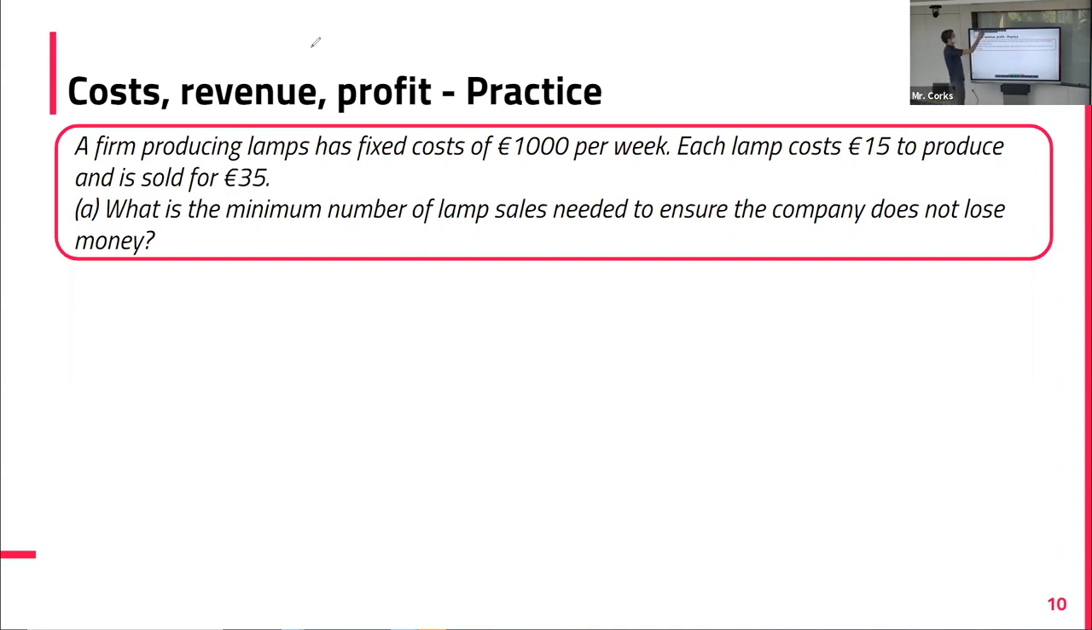Okay, so first let's make sure we understand the question here. What is the minimum number of sales needed to ensure the company does not lose money? What is that asking us for? Okay, so that's exactly what the break-even point is. So the point where you are no longer losing money. If we're over that point, sure, that's fine. But it's asking what's the minimum number to not lose money. That's the same thing as having exactly zero profit. That's the break-even point. Okay, so how are we going to find that?